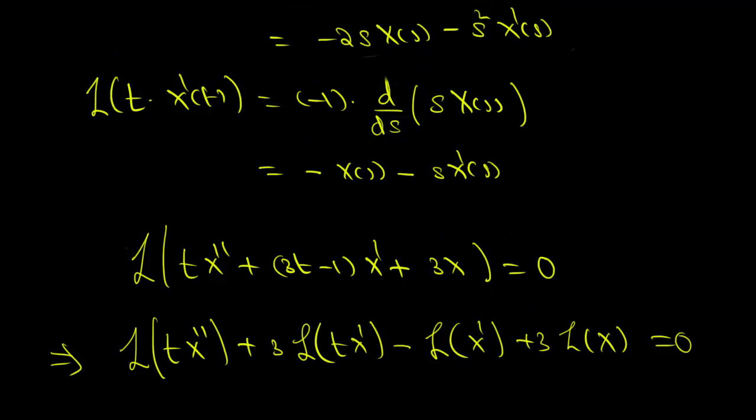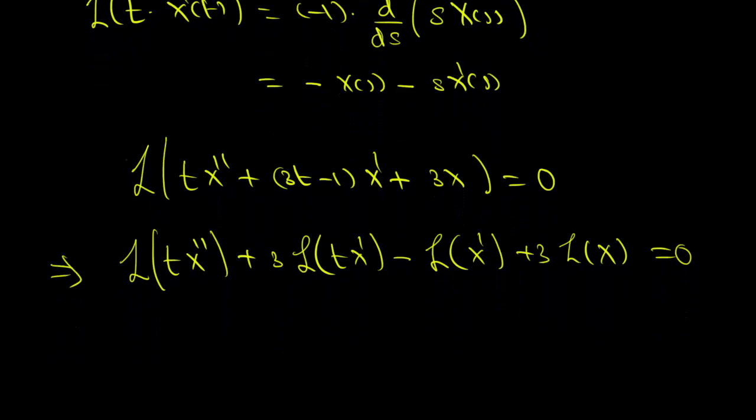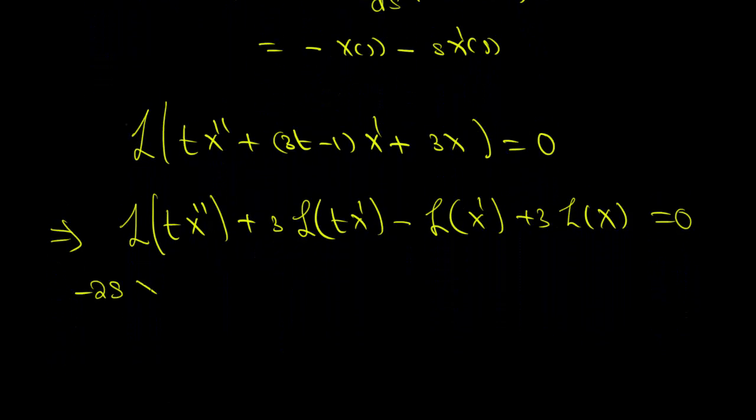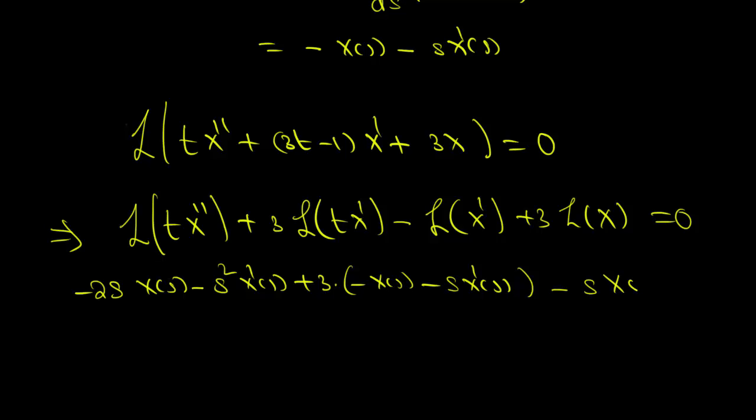The first term is equal to this, so let us write it here: −2sX(s) − s²X'(s), plus 3 times the Laplace transform of the second term, which is −X(s) − sX'(s), minus the Laplace transform of x', which is sX(s), plus 3 times the Laplace transform of x, which is X(s), and this is equal to 0.